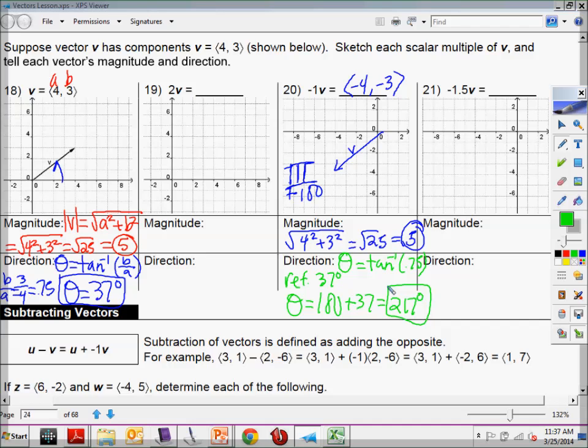Are they all 0.75? They are. Well, this one's negative, but it's still 37 degrees. A negative divided by a negative is a positive, so it's technically still positive.